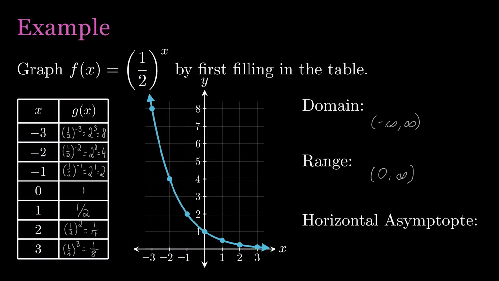And finally, the horizontal asymptote. As you can see here, it looks like the graph is hovering over the x-axis, never reaching it. So the x-axis, that means the line y equals 0, is the horizontal asymptote. And that's how we can approach graphing exponential functions and identifying their properties.